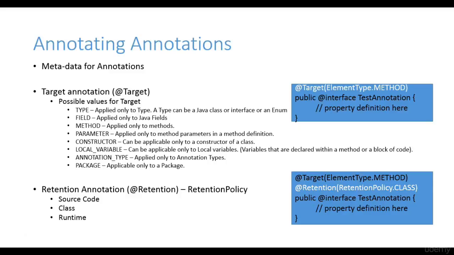So if the value is SOURCE, the annotation will be retained only within the source file. If it is CLASS, then it will be retained only till the stage of its compilation into a class file. And if it is RUNTIME, then it will be retained all along the runtime as well. In the example on the right, if we want to retain the test annotation information till the class file, I use RetentionPolicy.CLASS. So this is the way we can set the retention policy for an annotation.